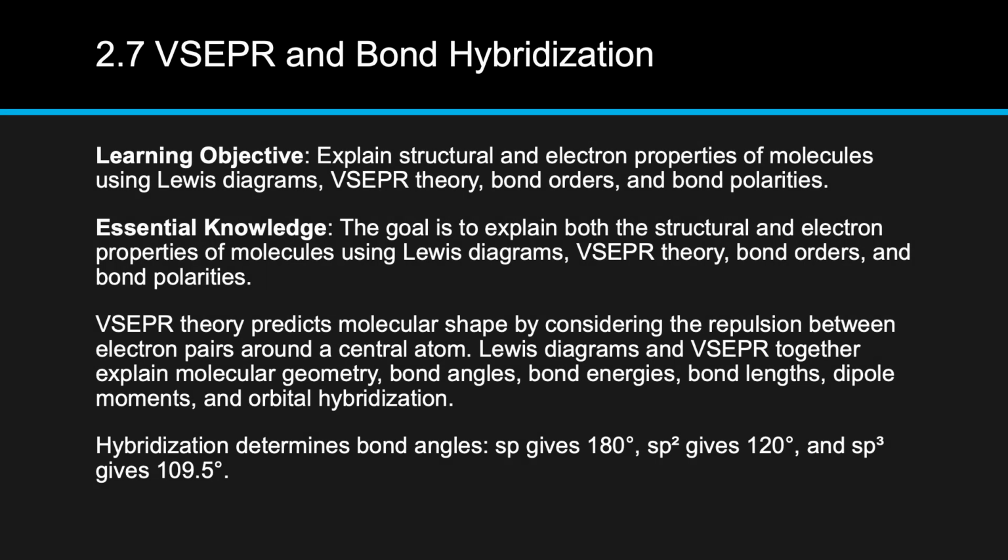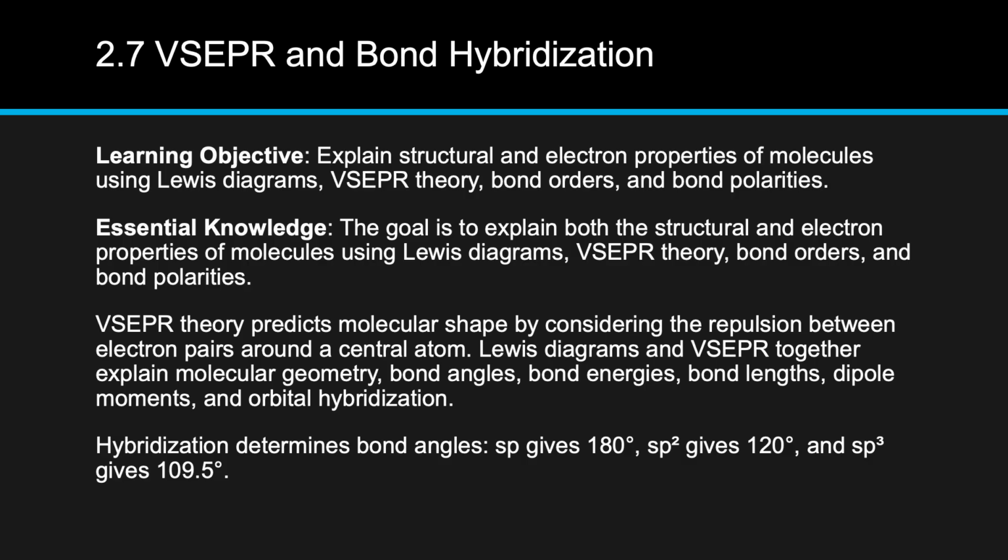All right, hello everybody. This is the last lesson of Unit 2, and we are going over valence shell electron pair repulsion theory and bond hybridization. So today you should be able to use Lewis diagrams, VSEPR theory, bond orders, and bond polarities to explain molecular structure and electron properties. The essential knowledge for today is that VSEPR theory predicts molecular shape by electron pair repulsion.